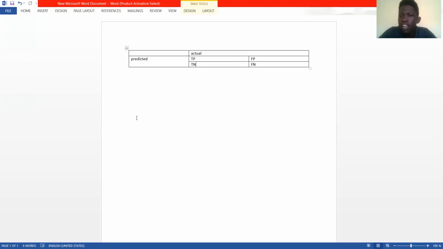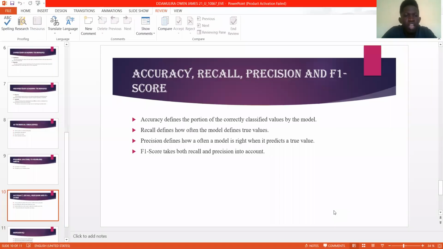So I go back to where we have been: accuracy. Since I want to make the video short, you can contact me via email if you want to know more about accuracy, recall, precision and F1 score, and I'll be able to give you the input or the results. Accuracy defines the proportion of the correctly classified values by the model.